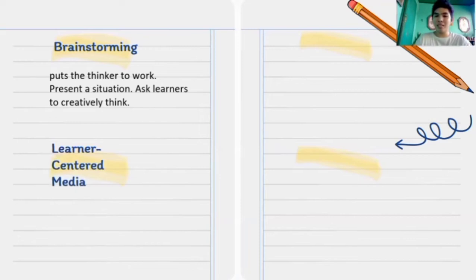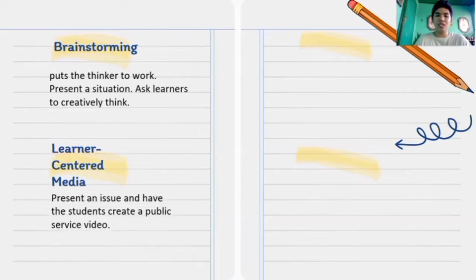Second is the learner-centered media. Present an issue and have the students create a public service video. From the word itself, media, this kind of instructional strategy uses multimedia. So self-expression with media will enhance the learning process and allow students to creatively demonstrate their knowledge. For example, I will be giving a certain topic like verb, and they would create a video about that.